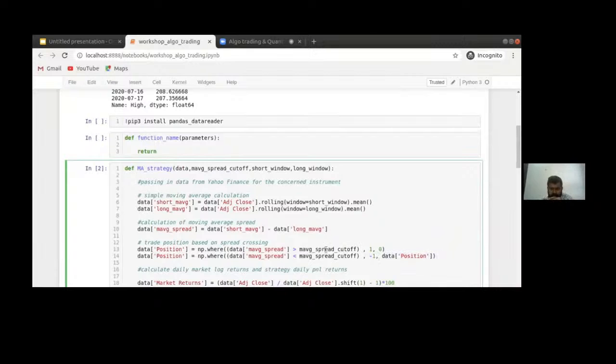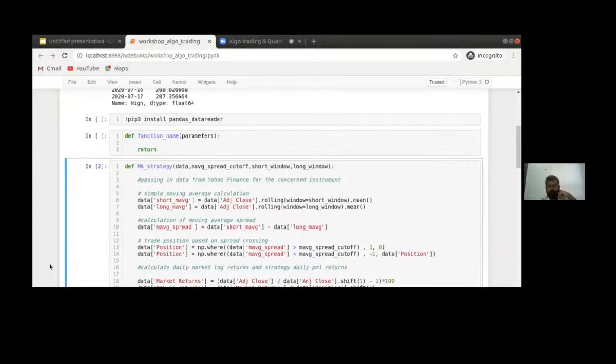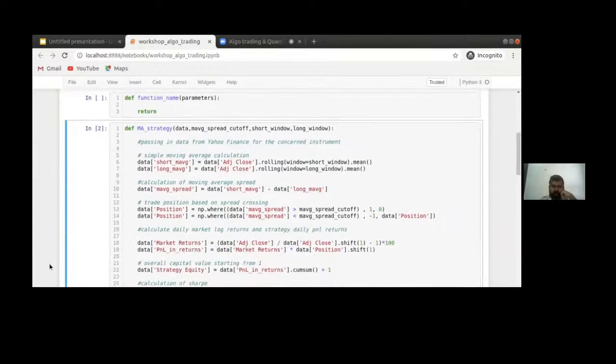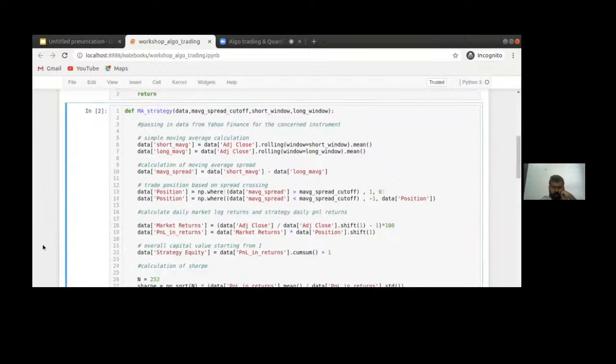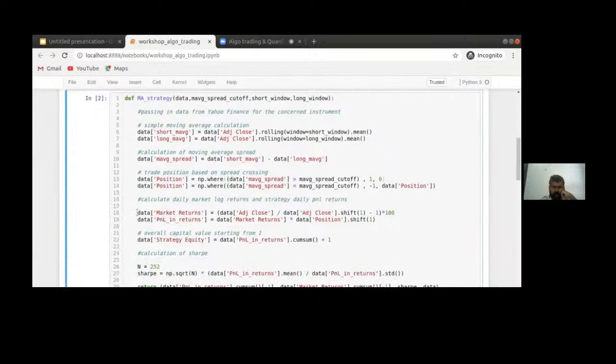Or otherwise, I retain the original position. So this way I've assigned a long position whenever my spread is above the cutoff, and whenever my spread is below the cutoff, I assign a short position. So this is how I've taken my position. Then comes the next part, market returns.